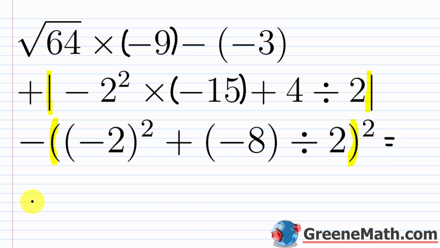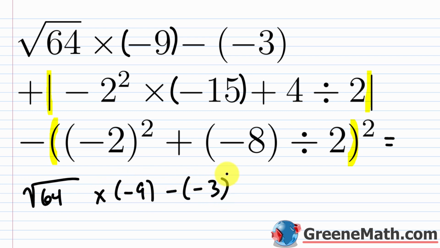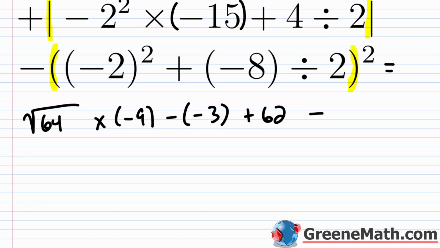I'm going to copy this. So the square root of 64, then times -9, then minus a -3. And the result of this was 62, so now I'm just going to put plus 62. I'm just going to keep working. Then I have minus. This part right here is not going to fit on this line, so let me slide down just a little bit.